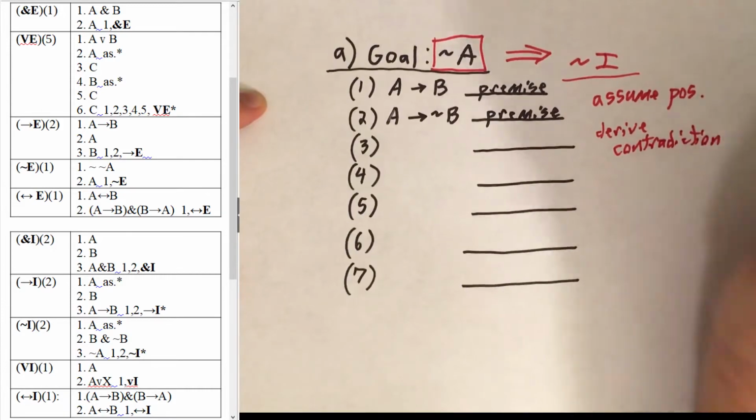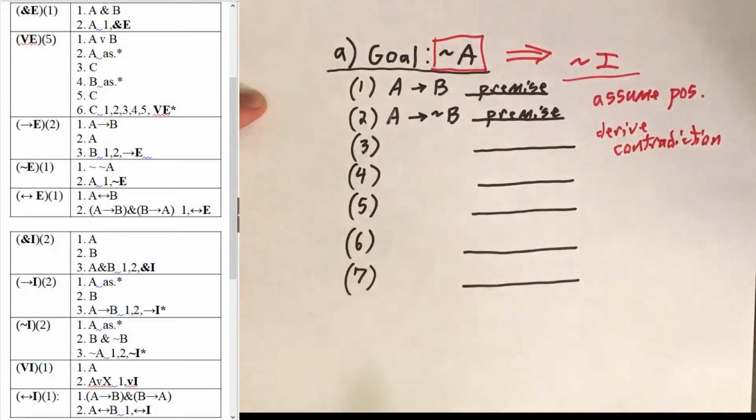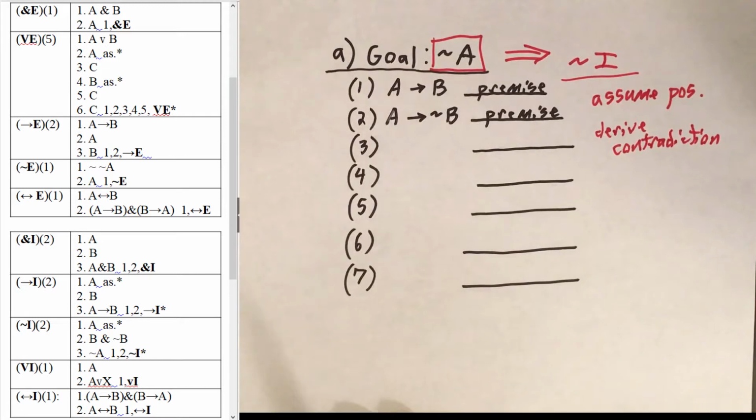So I will try to derive a contradiction, and then when I do that, I can negate my assumption. If you assume something and it leads to an impossibility, then your assumption was wrong. All right, so let's do that. These are our steps we're going to go through.